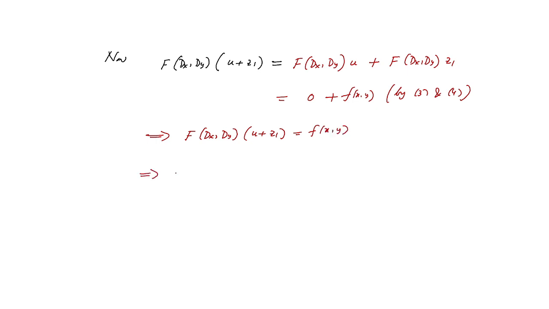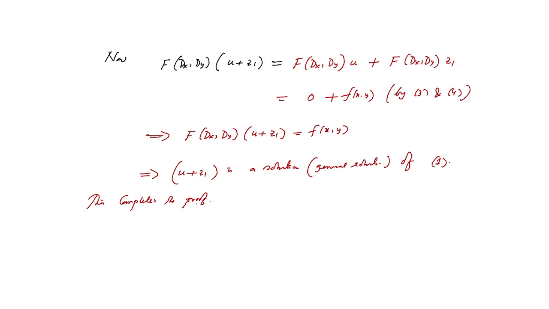So that implies u plus z1 is a solution, and that solution is basically the general solution of 1, and this completes the proof. So here the proof is done. Now we can write another result.